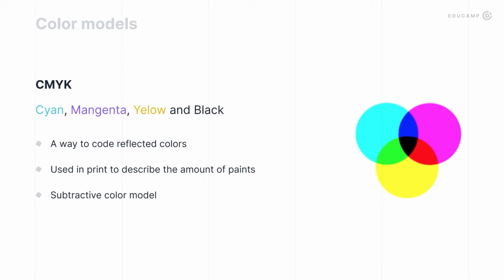CMYK is a color model that is used for print and describes the amount of cyan, magenta, yellow and black paint that is needed for print. Do you remember in the previous video we discussed the difference between the color of the material and the color of light? Materials absorb part of the light spectrum and reflect another part. This model describes the color of the material. When we are combining paints, the amount of the reflected light gets lower. That's why the CMYK model is called subtractive. The more paints we combine, the less light we get.